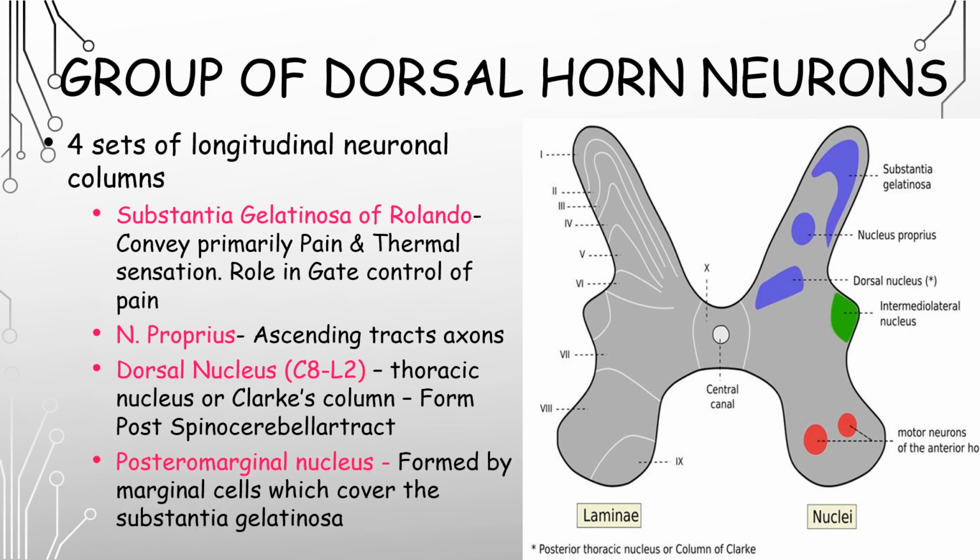And the fourth column is the posterior marginal nucleus. It is formed by the marginal cells which cover the substantia gelatinosa at the very tip of the dorsal horn. So this is it.